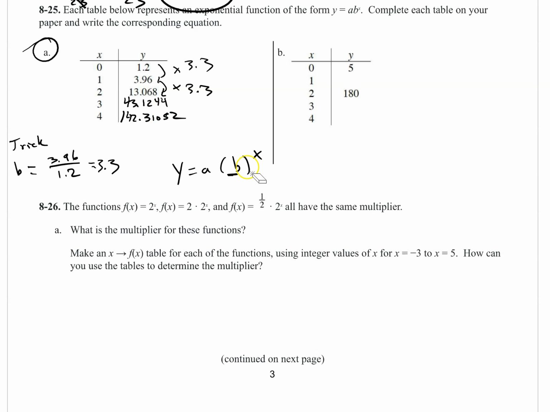Alright, so then in our equation, that means our multiplier, the number raised to the power x, is 3.3. And then to get the starting value, you just look at the 0 term, and that's 1.2. So y equals 1.2 times 3.3 to the power x.